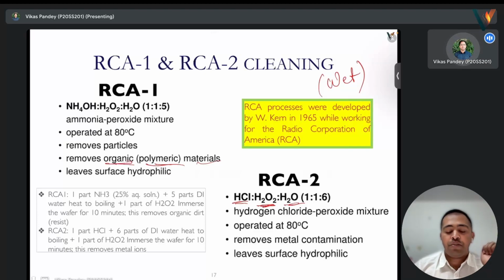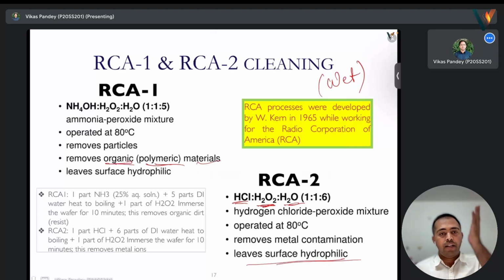After doing this, you will see the surface become hydrophilic. If you dip it and take it out from water, you will see no water there. It will just drop off. This is the identification that it has become clean. Okay.